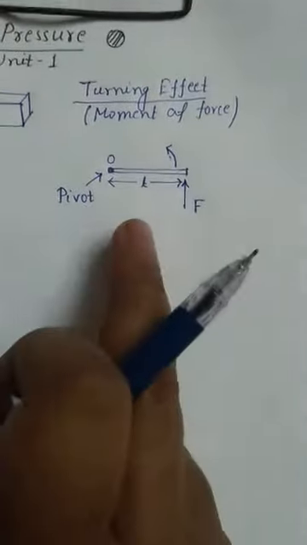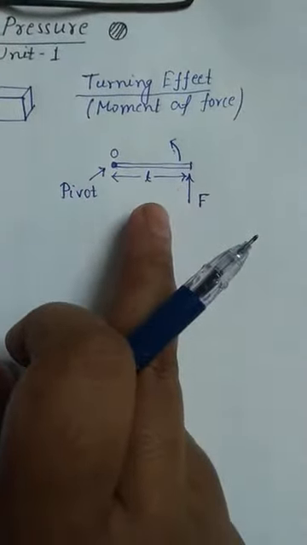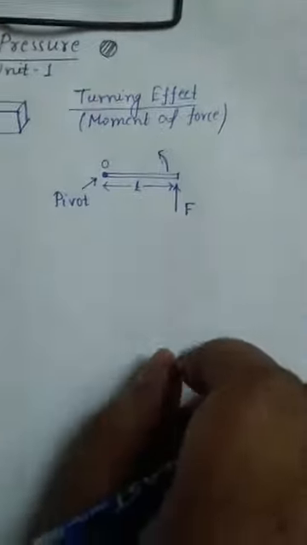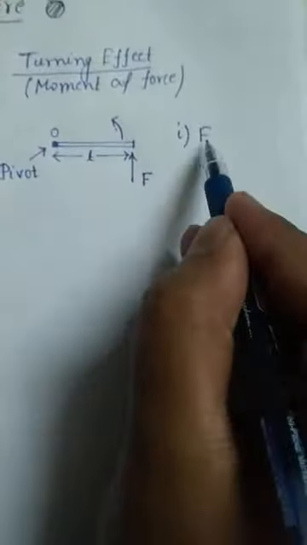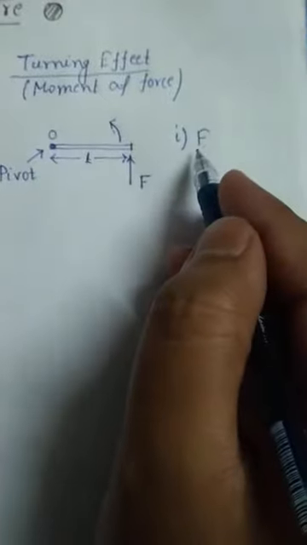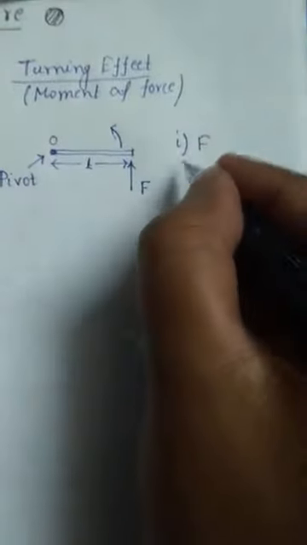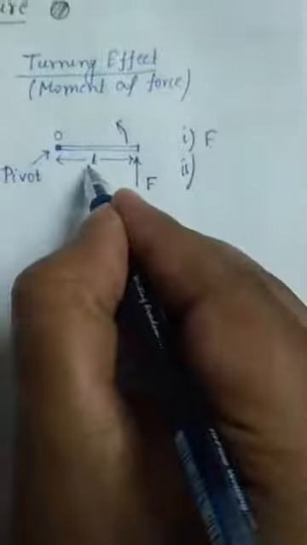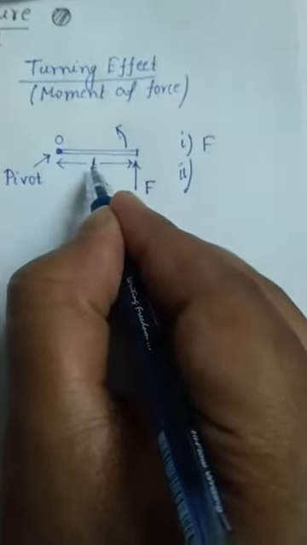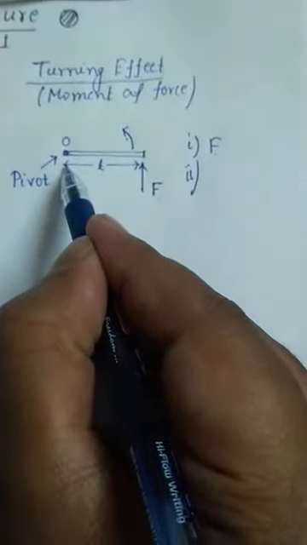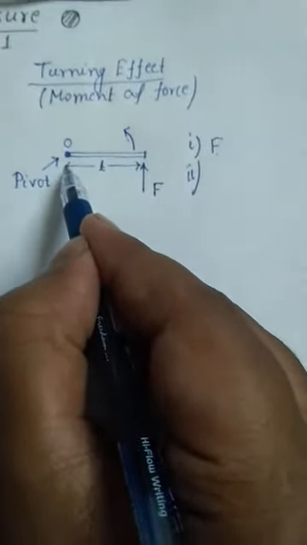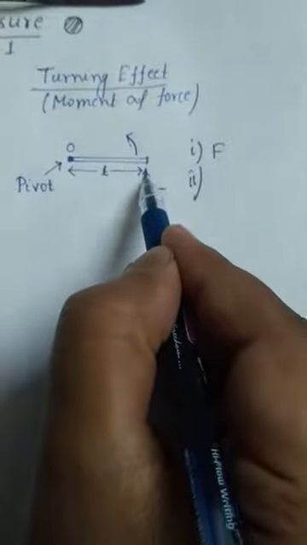Now look very carefully. The moment of force depends upon two factors. What are these two factors? Number one is the amount of force we are applying, that is F. Number two is the length of this rod, basically known as the perpendicular distance from the pivot to the line of action of force. This is the line of action of force, and the perpendicular distance is between these two.